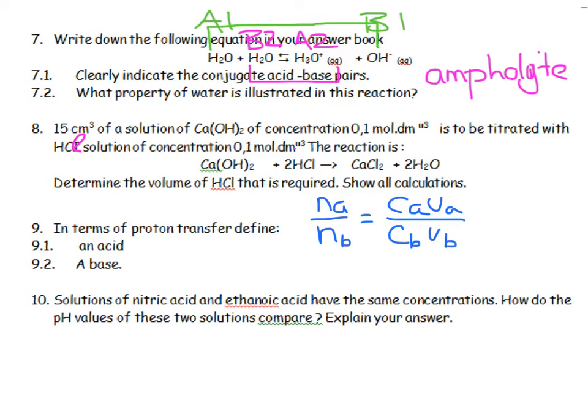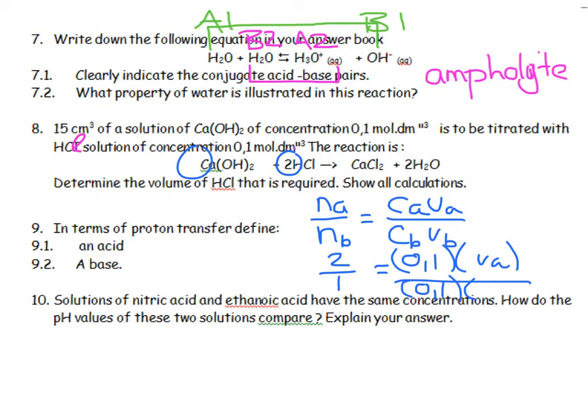So I'm going to say number of moles of acid over number of moles of base is equal to concentration of acid, 0,1, volume of acid, I do not know. Concentration of base, I do know. Volume of base, I do know, 15. And then I plug it all in and rearrange, and I find that my volume of acid turns out to be 30 centimeters cubed. In terms of proton transfer, define an acid. An acid is a proton donor, and a base is a proton acceptor.